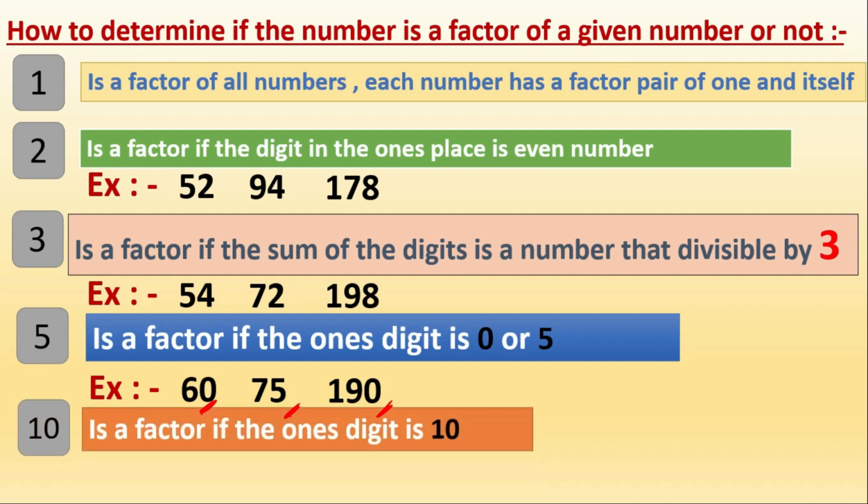10 is a factor if the one's digit is 0. 0, not 1. Okay. If the one's digit is 0, like 50, 70, 60, 340, 100 or any number whose one's digit is 0. Okay. These notes are very important so that when they come up in questions, you can tell whether these factors are present or not.